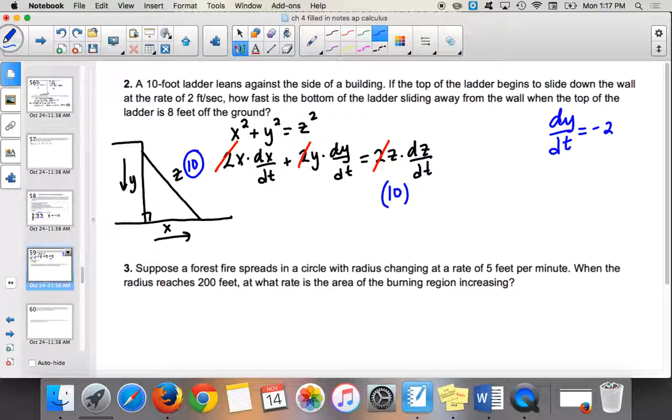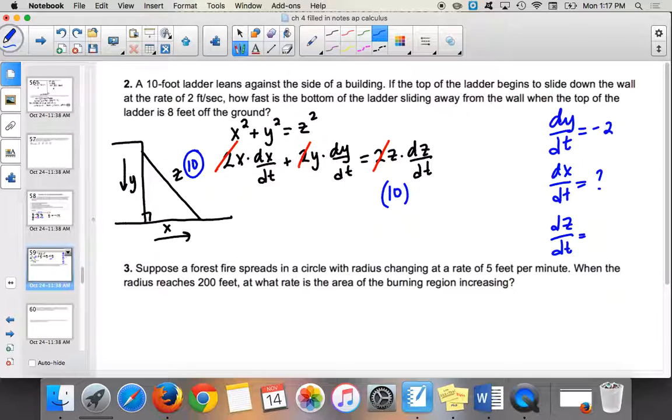And then how fast is the bottom? dx over dt is what we need to find. What about dz over dt? Why do you say that? You're correct. What did he say? He said 0. So Emerson says 0. Because it's a solid. I know what you're saying.